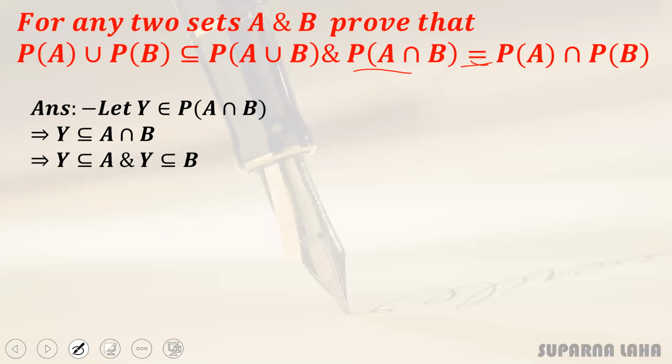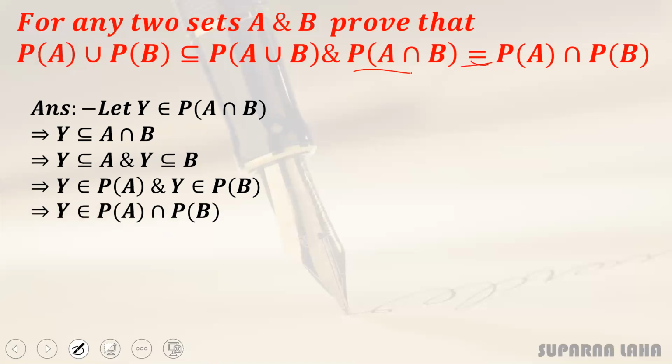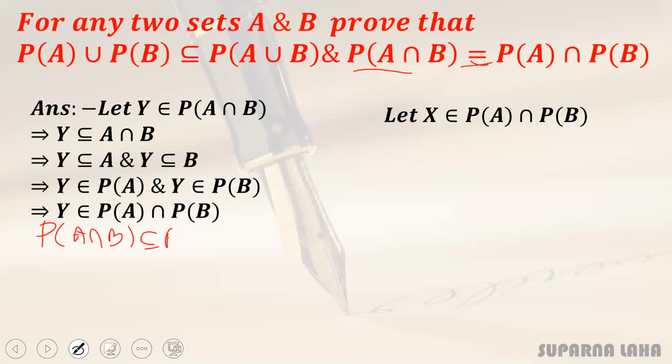Since it's a subset of A intersection B, that means it's a subset of A and B. Since it's a subset of A and B, we can say that it's an element of power set of A and power set of B. So we can write this as an element of power set of A intersection power set of B. So we have proved that power set of A intersection B is a subset of power set of A intersection power set of B.